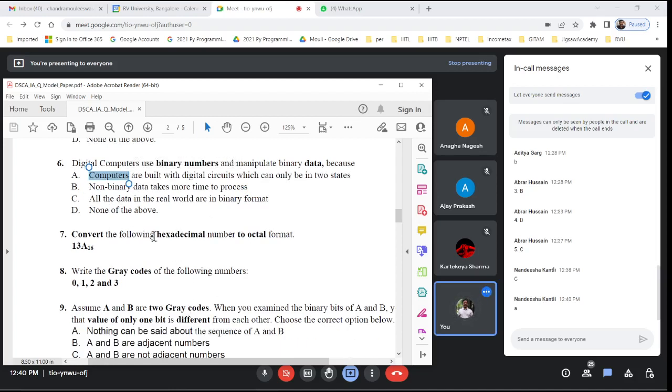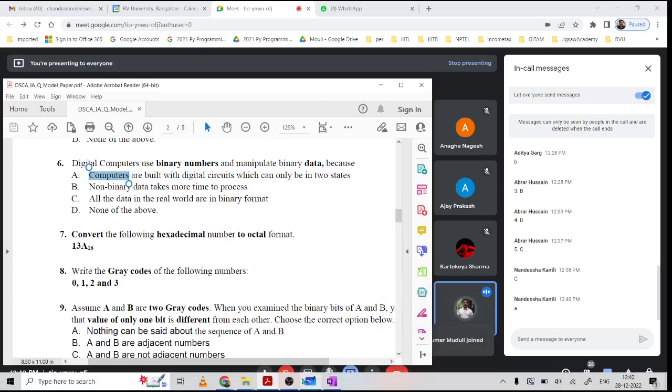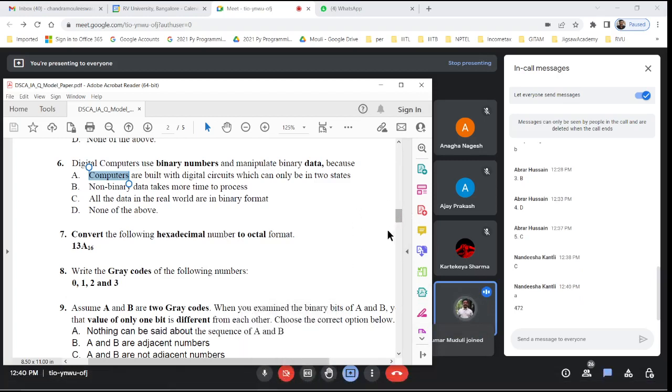Very obvious. Next, convert the hexadecimal number given to octal format. I will not go through solving it; I will give you the answer, 472. Let me check whether your number is correct. I have not written the key for it, I think. Yeah, 472 is the right answer. You are right.